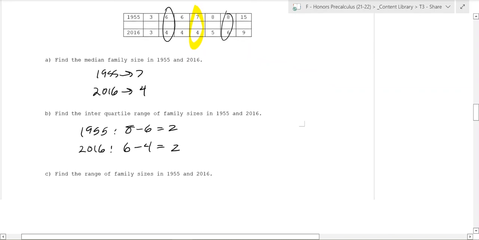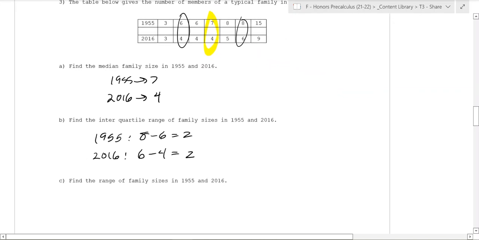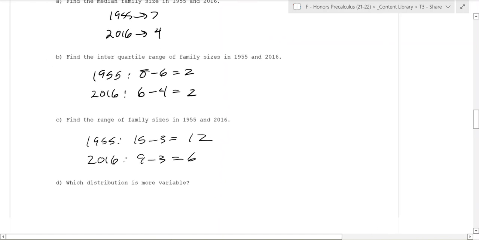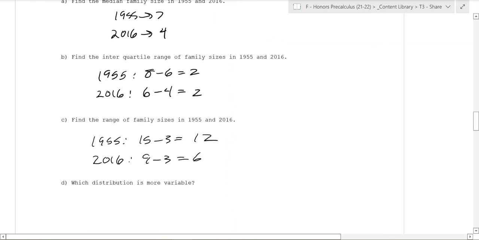And then find the range of the family sizes in 1955 and in 2016. So in 1955, it's going to be 15 minus 3. The range is 12. But in 2016, you're going to end up with 9 minus 3 is 6. That's the range in family sizes. And then it says, which distribution is more variable? You're going to say that 1955 is more variable because the range of the numbers is larger. So that's how we're going to answer the question.